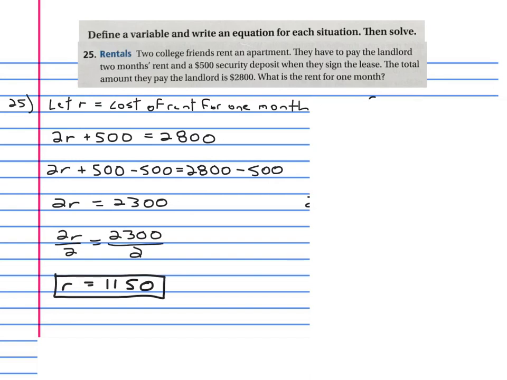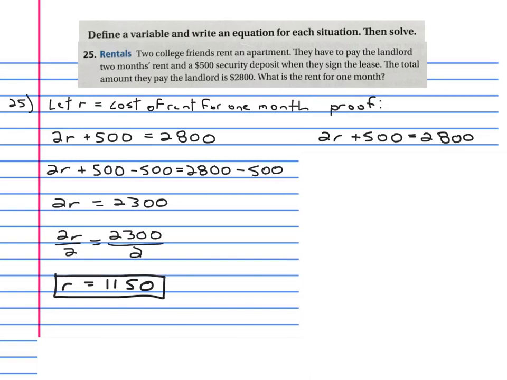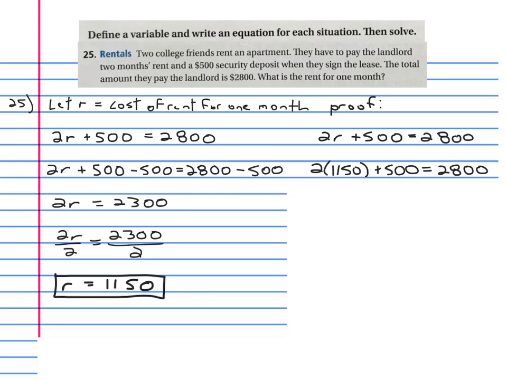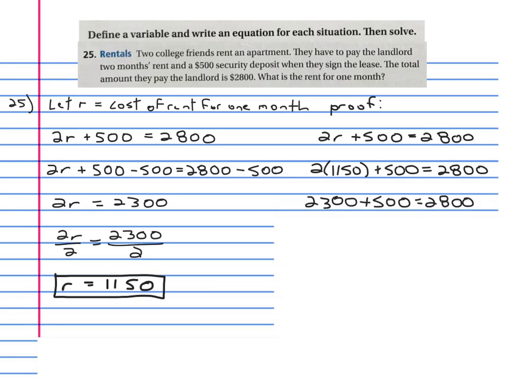Okay? Now, to do our proof, we rewrite the original equation, 2R plus 500 equals 2,800. We rewrite the equation again, but wherever there was a variable, we put the parentheses and the value of the variable. So 2 times 1,150 plus 500 equals 2,800. Okay? And doing that multiplication, you can say, okay, what's 2 times 1,000? 2,000. What's 2 times 100? 200. So 2,200. And then 50 times 2 is another 100. So instead of 2,200, we've got 2,300.